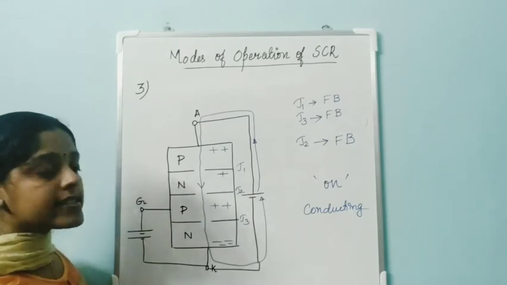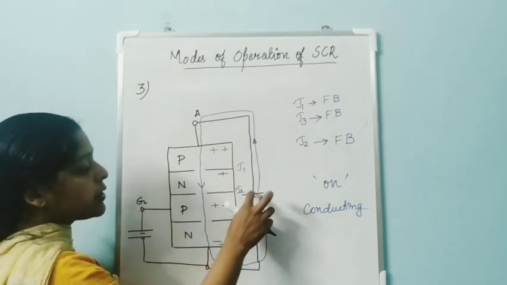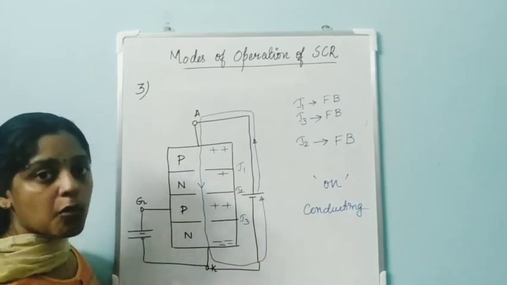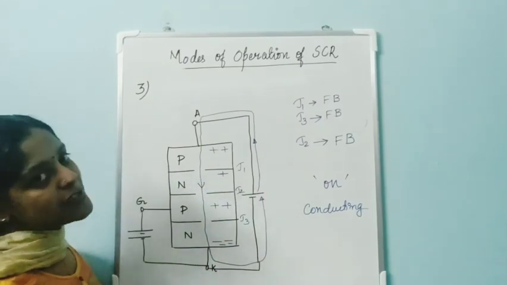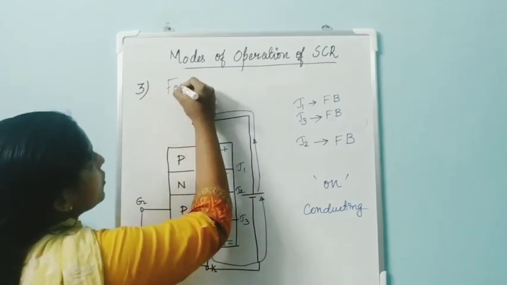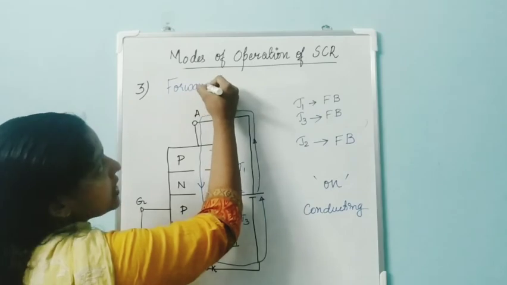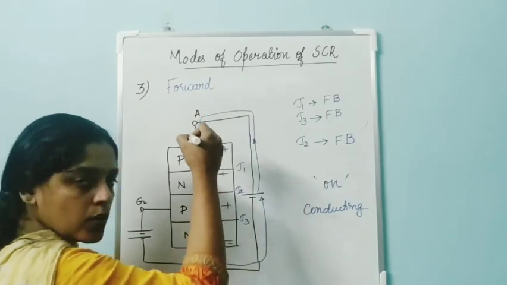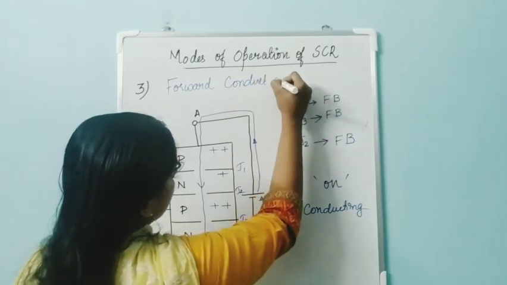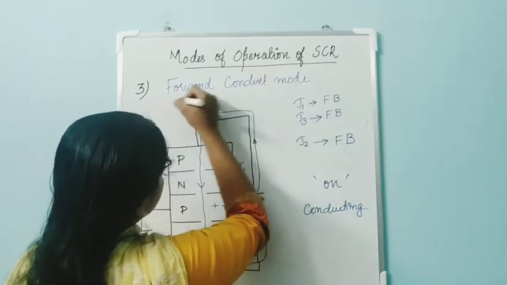Now, what type of biasing is given? Anode is given to the positive terminal and cathode is connected to the negative terminal. What type of biasing? It is forward biasing. So what type of mode will this be? Is it forward blocking? No, it is forward conduction mode.